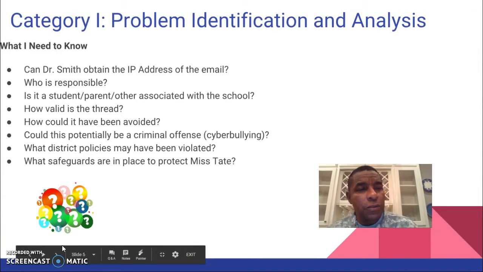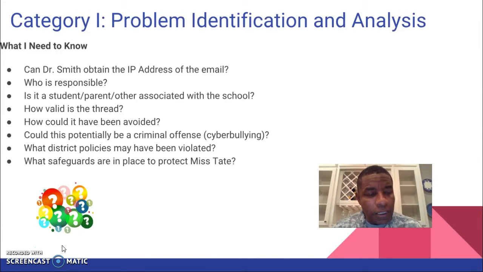What I need to know. Category 1, Problem Identification and Analysis. What I need to know. Can Dr. Smith find out who sent the email? How valid is the threat of wanting Ms. Tate to disappear? What safeguards are in place to protect Ms. Tate? How could this email have been avoided? What are the district policies on cyberbullying?